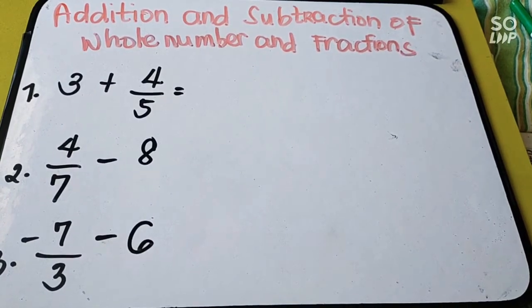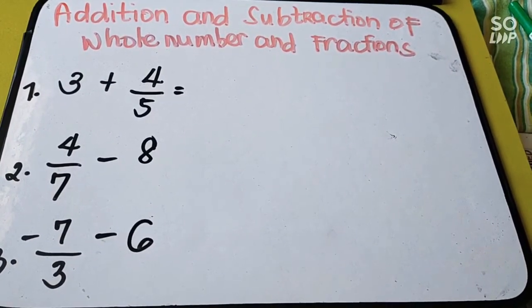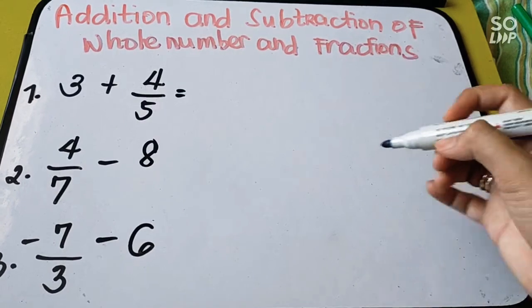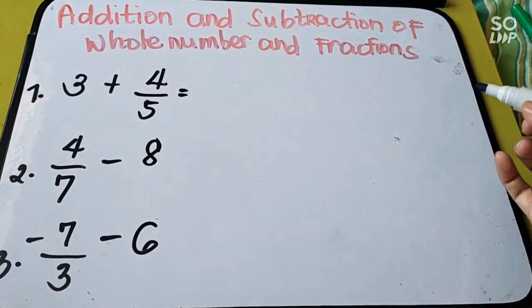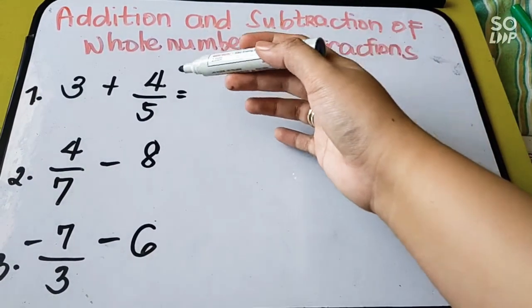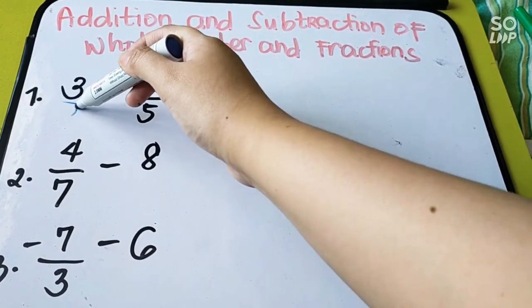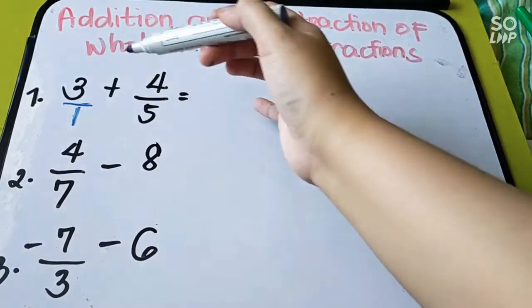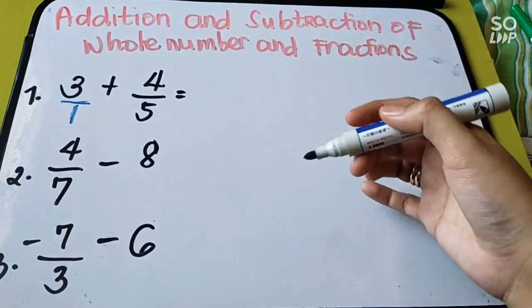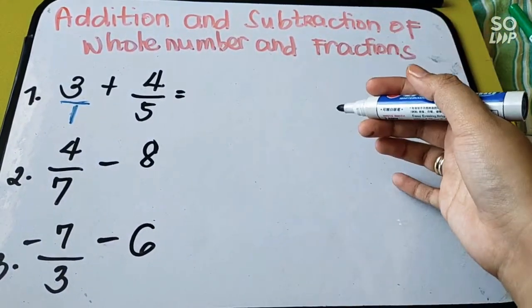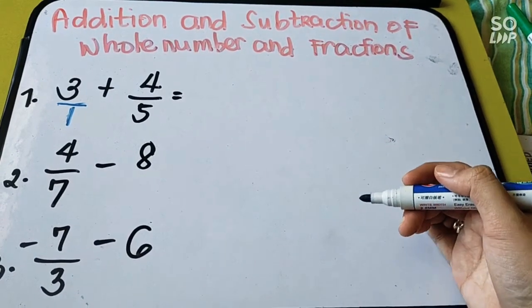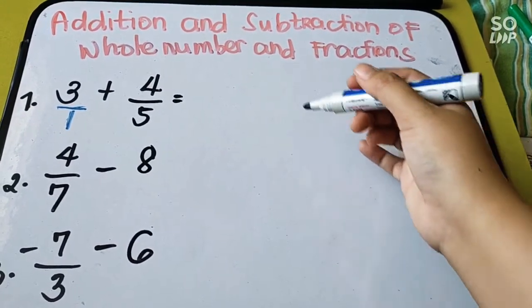Let us try number 1. What if we have involved whole number in a proper fraction? So, what you are going to do? So, in this case, class, ang gagawin nyo dito, maglalagay kayo ng denominator sa whole number na over 1. Yan. So, fraction na rin siya. So, we have 3 over 1. Then, afterwards, we are going to use na yung butterfly method.